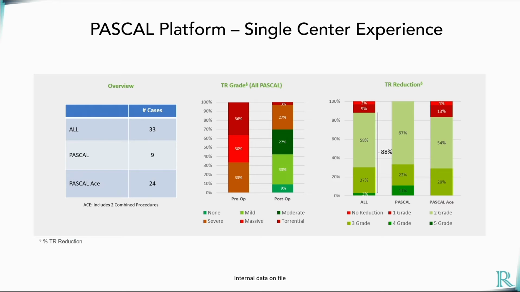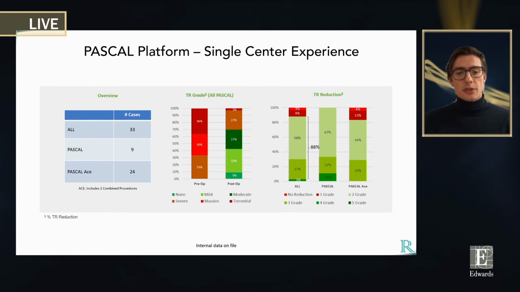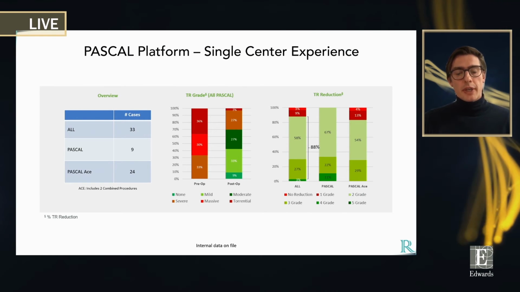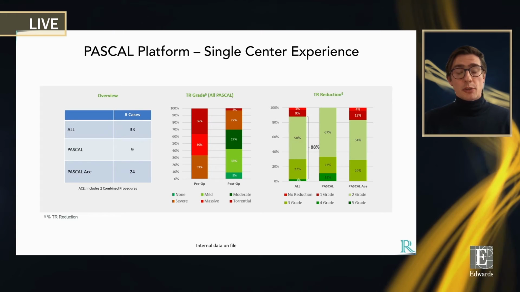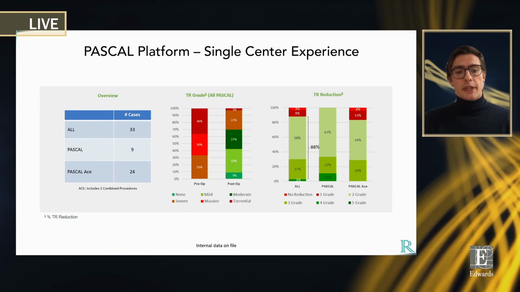I think there are two messages here. First, both the PASCAL and the PASCAL Ace system, they work very nicely, they're safe and they're effective to reduce TR. And as you can see here, the split at our center, we started with PASCAL and now we treat most patients with the PASCAL Ace device because, as I said, the smaller device is better and easier to steer in a quite crowded and busy subvalvular apparatus, as most often seen in tricuspid regurg.